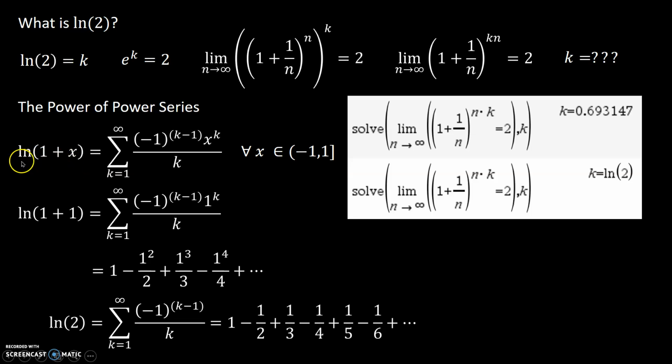And knowing now we have a series for natural log, we can plug in 1 for x because 1 is included in the boundary of the interval of convergence. So plugging in that 1, we end up getting that natural log 2 is the alternating harmonic series.